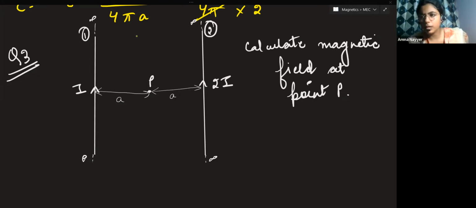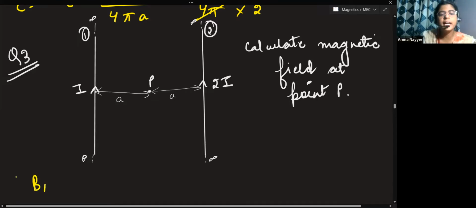Direction also, please mention. If you mention the direction, then you'll be able to calculate the resultant also. Now see how to do these kinds of questions where different things are given. More we'll see in today's class also. This is the first one, calculation of B1. Net magnetic field is given by B1 plus B2.